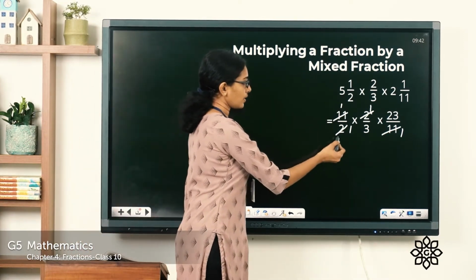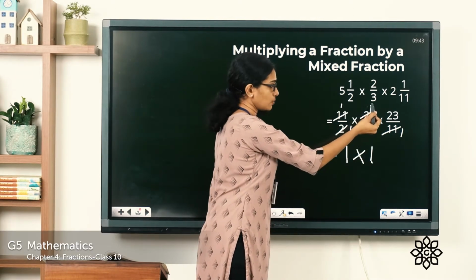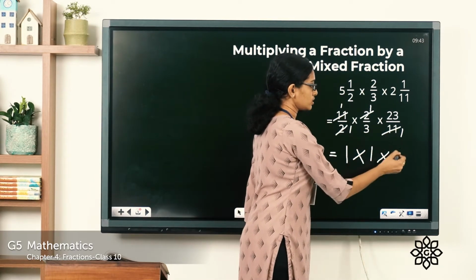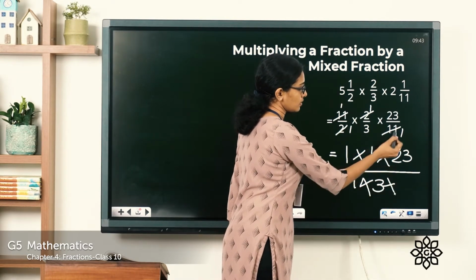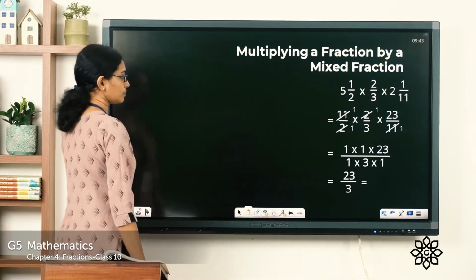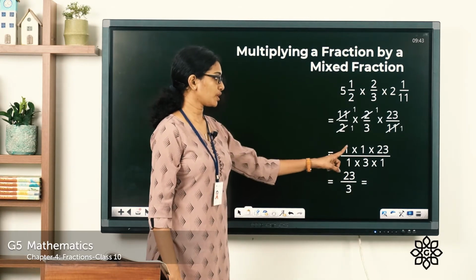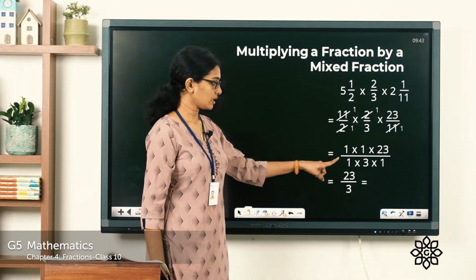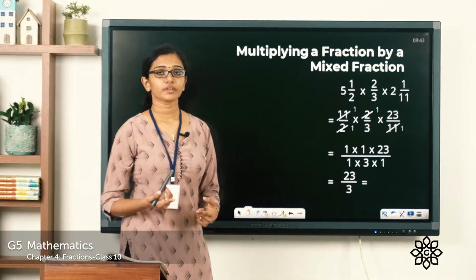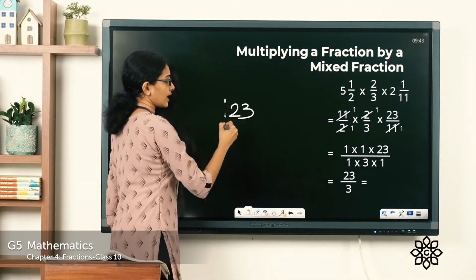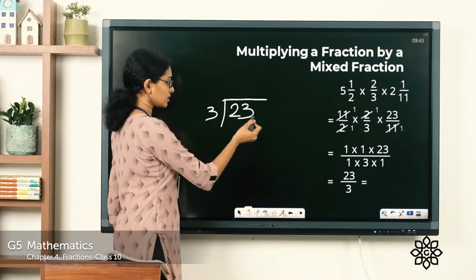So right now here you have this 11 by 11, which is 1, into 2 by 2, which is 1, into 23 by 3, and here you have 1. So it would be 1 into 1 into 23 by 1 into 3 into 1. That is equal to 1 into 1, 1 into 23 is 23, 1 into 3, 3 into 1, 3. So you have 23 by 3. What is the next step? You have to change that to a mixed fraction form. So for that, you just divide the numerator by the denominator. That is 23 by 3.